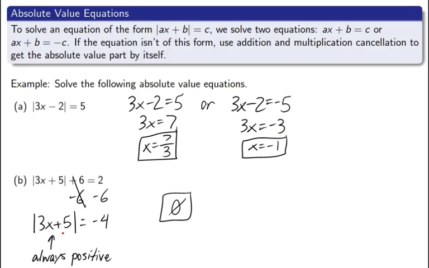Let me make sure that this rule is clear. This c here, you'll notice it's a positive number. You solve both equations, but only if it's a positive number. If it's negative, it's automatically no solution.